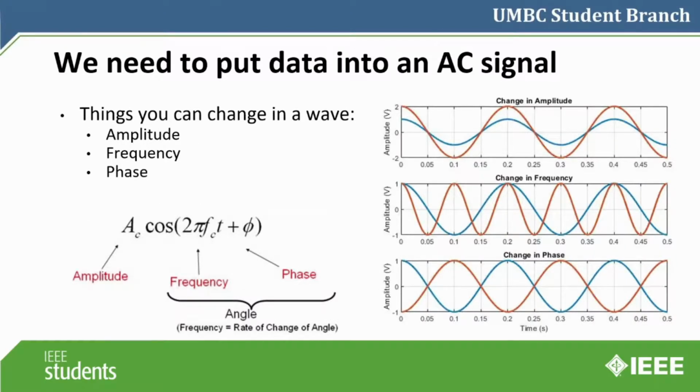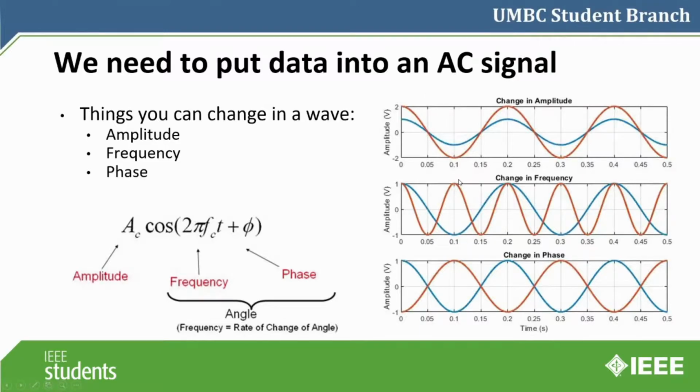So we want to put the data onto an oscillating signal, an alternating current signal. And we can do that in three different ways. So mathematically, we represent a wave using some amplitude times a cosine of the frequency and a phase offset. You can see on the right here that when you change the amplitude, it'll increase the height of the wave. If you change the frequency, it changes how often the wave oscillates.